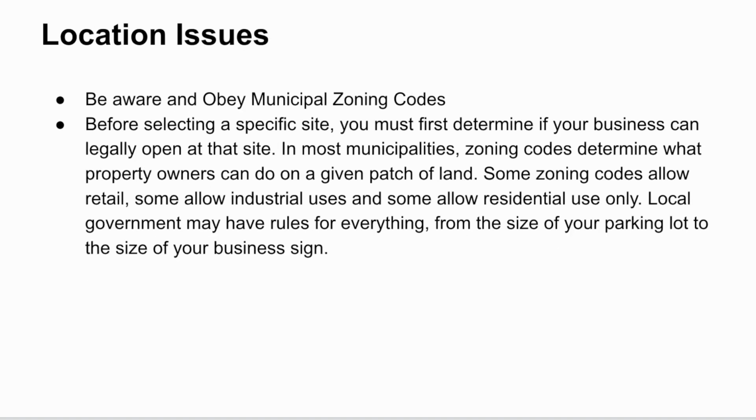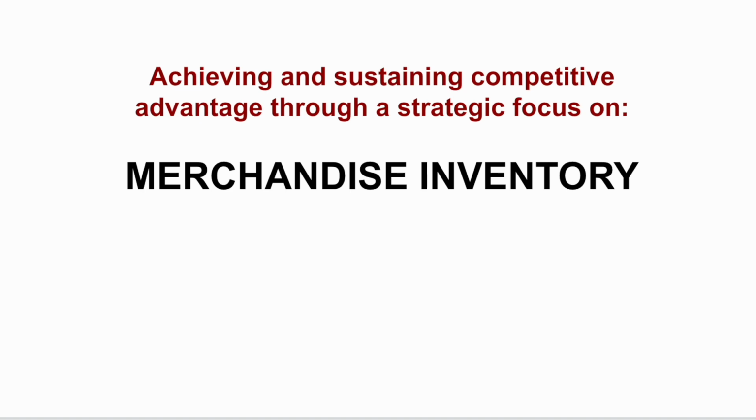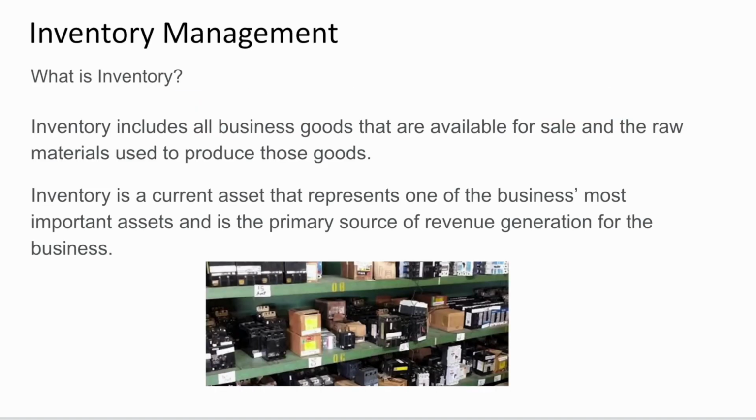So other issues include things like municipal zoning. Before selecting a site, make sure you're aware of those municipal regulations and make sure you follow them. So next we'll look at merchandise inventory. Merchandise inventory is made up of the things that the company is going to sell in that store. So inventory includes all business goods that are available for sale and the raw material used to produce those goods.